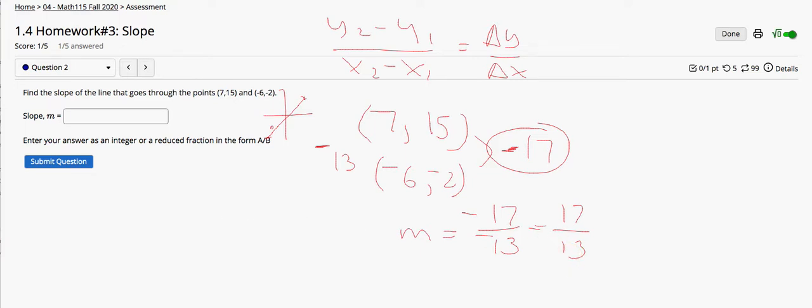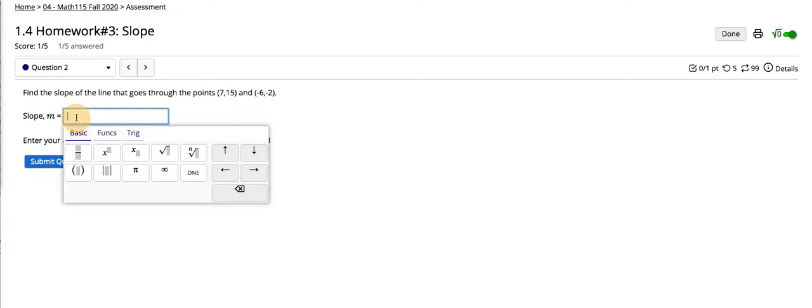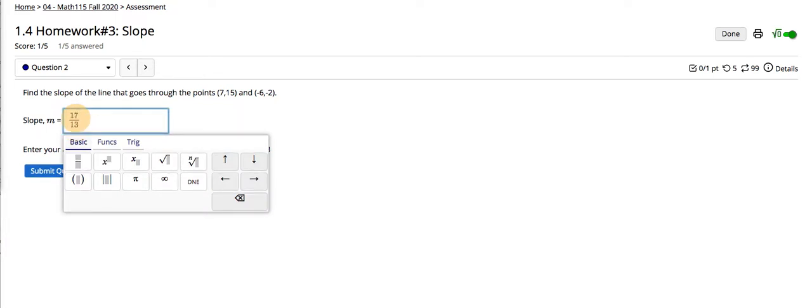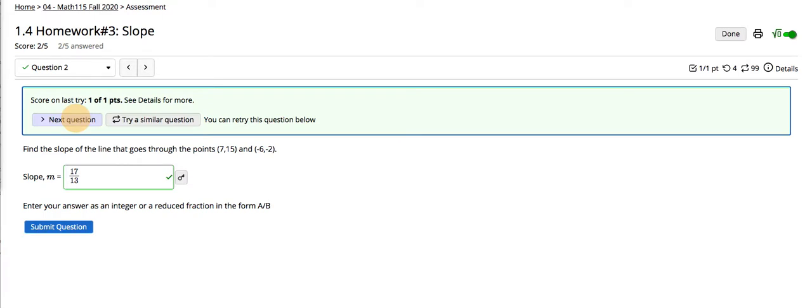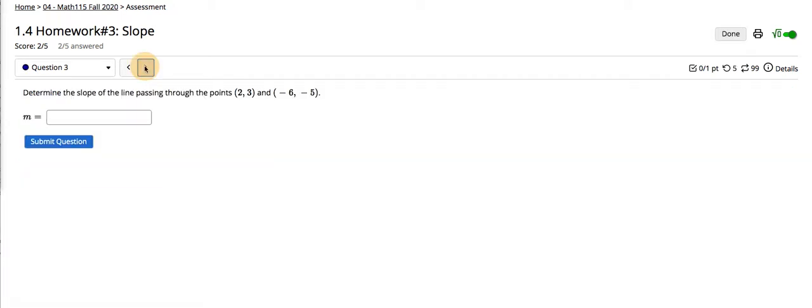I'm going to try typing that in and see what happens. So 17 over 13. And we got that right. All right, so that was fairly easy. There was no major issue there. Continue on to number 3. Okay, once again, same kind of problem. It's very easy, very cut and dry.